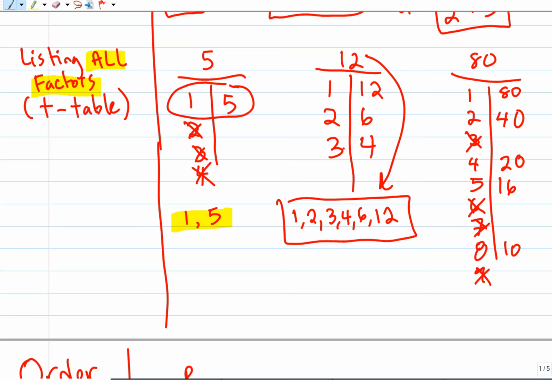And how do I know I'm done at this point? Well, anything bigger than 9, starting at 10, would have to match with something smaller. So this would be all the factors of 80. It would be the 1, 2, 4, 5, 8, 10, 16, 20, 40, and 80.